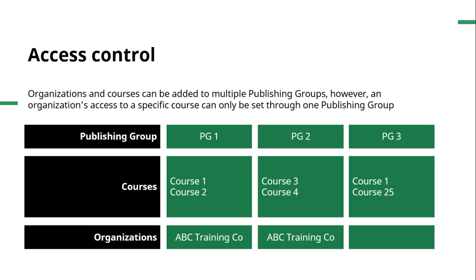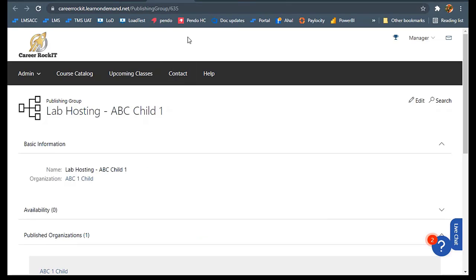I can add that same course 1 to publishing group 3. And that's fine, it'll let me do this. But if I attempt to add ABC company, I cannot have course 1 in this publishing group. It's got to be one or the other. And the reason for this is that we're going to an automated billing system. And within that billing, we're going to connect pricing or discounts and different billing items to publishing groups specifically. So we can't have publishing groups grant access to the same course to the organization through multiple publishing groups.